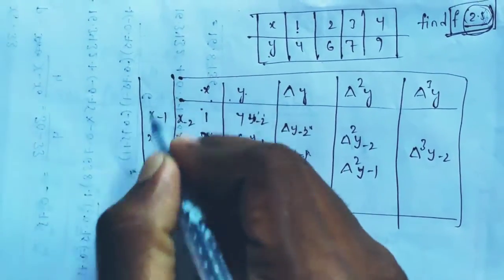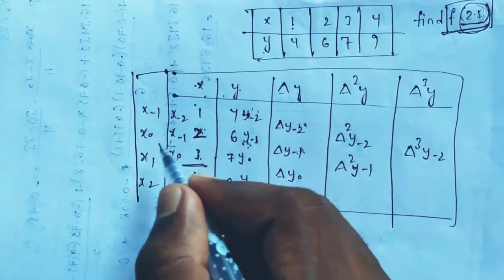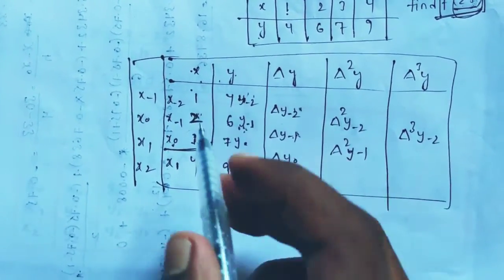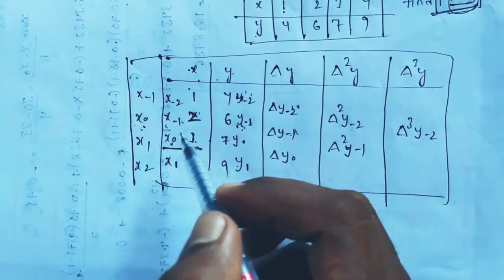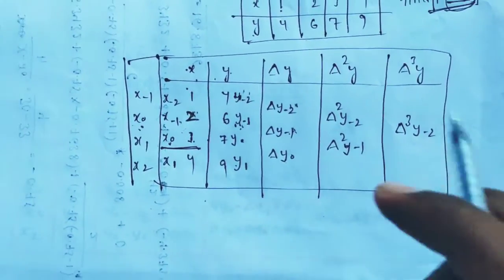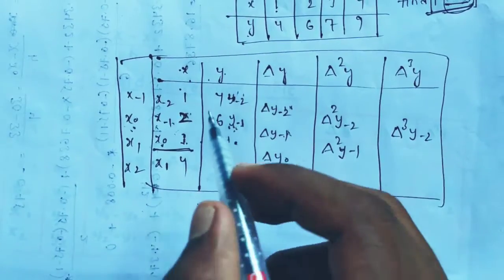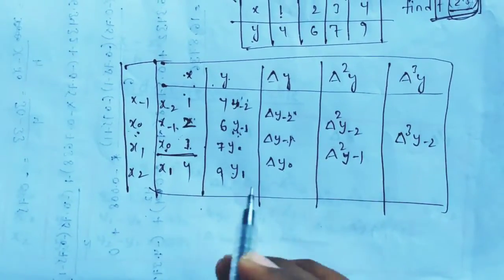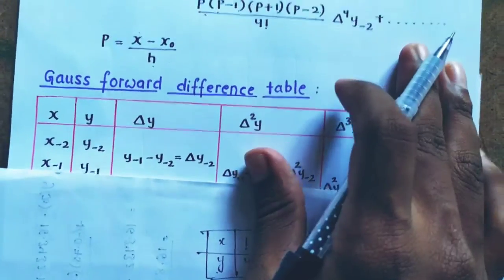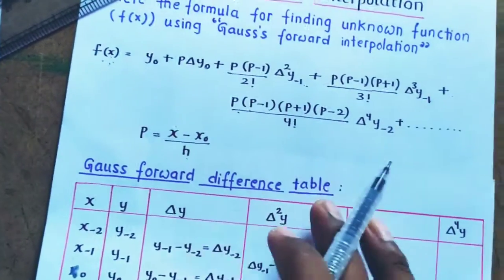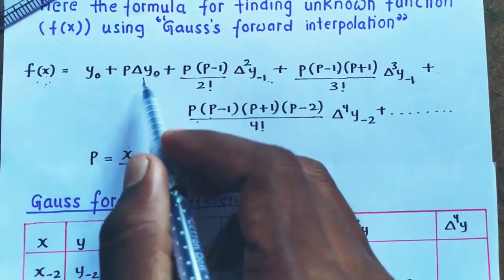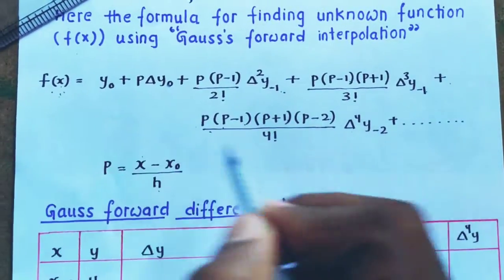In this way we choose the value of x naught, and depending upon the chosen values, the formula is based. Here we know the formula. Let's see the formula: y naught in the given table, y naught plus p into delta y naught. Here this is the formula.